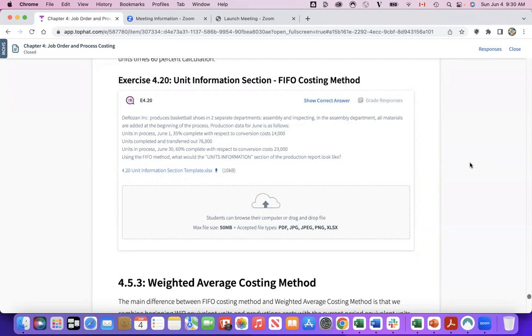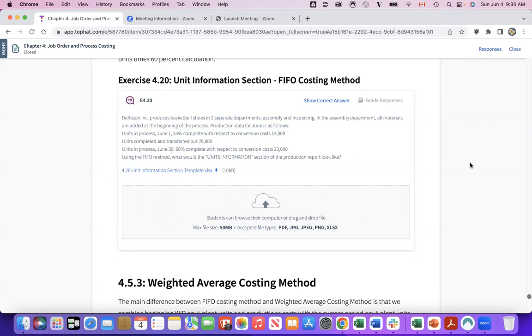And the idea with the production cost report is we're tracking costs on a per process basis, but also a per period basis. And now when you have beginning work in process in the picture, you're melding together multiple periods and multiple costs information. And costs might vary from period to period. We don't want to muddy the waters there necessarily. So we're going to look at how we deal with that here in the production cost report, specifically the unit information section.